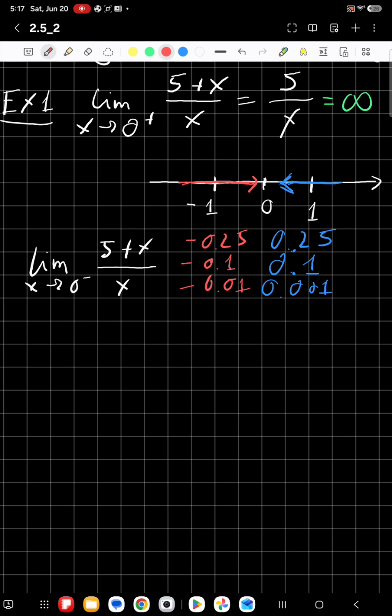We can assume that the numerator will be 5. So I'll have 5 over that x, and you see that the answer will be negative infinity. Okay. So this was pretty simple.